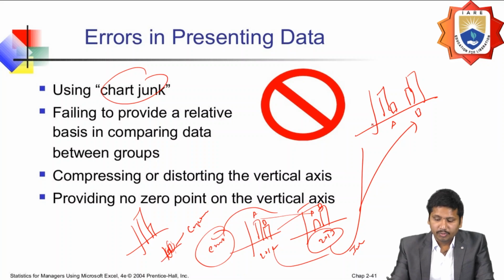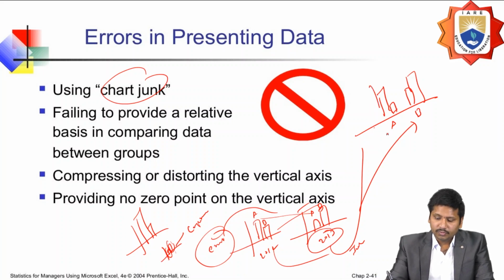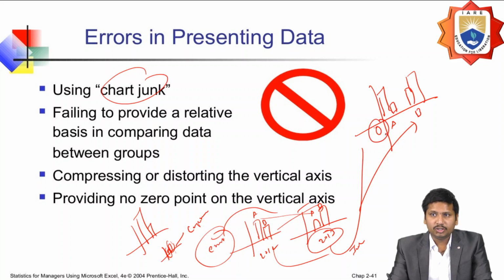Similarly, some graphs may show a non-zero point on the vertical axis. That is not entirely correct and is not suggested, because instead of representing the actual value, it represents some other value. So what I'm going to mention is that all the time you have to start with zero for representing the data visualization.